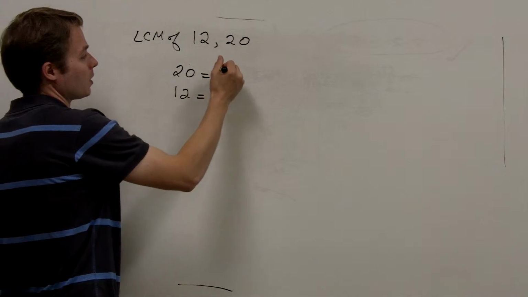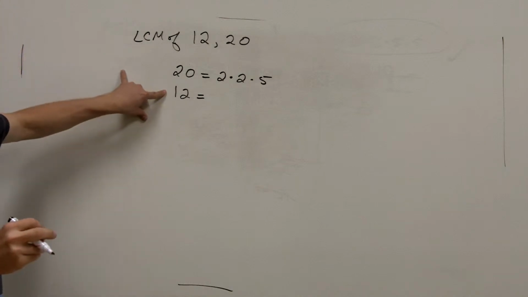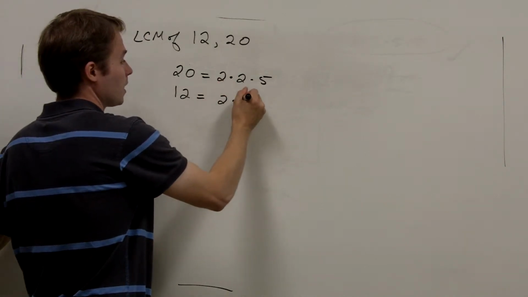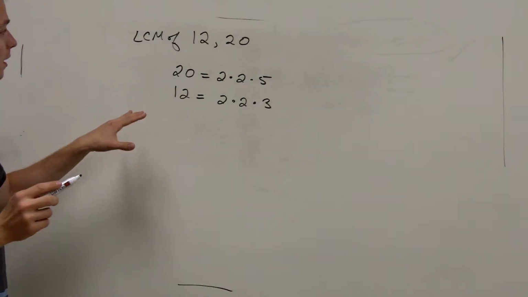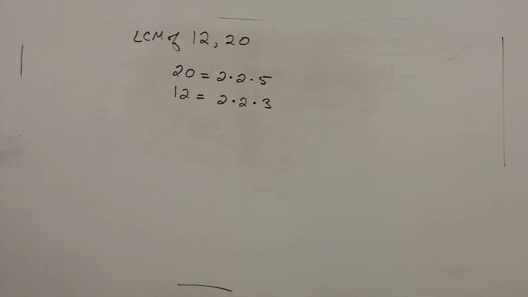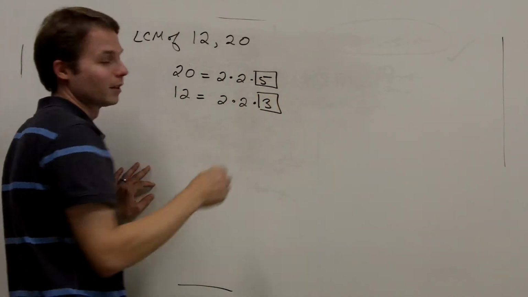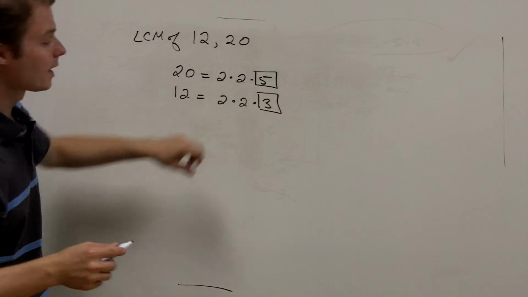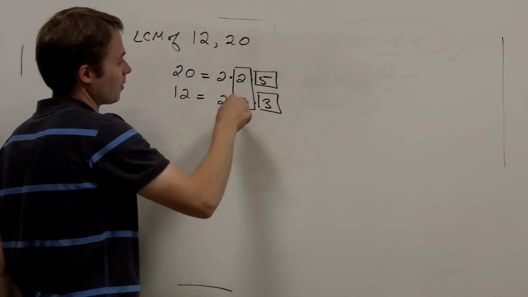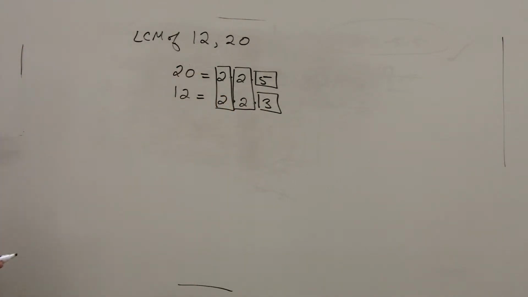For example, the prime factorization of 20 is 2 times 2 times 5. The prime factorization of 12 is 2 times 2 times 3. And then the way we can find the least common multiple of these two is to, first of all, square off any of the factors that are different, so 5 and 3 are different. Any factors that are the same, we're going to lump them together like they're one number. So the two pairs of 2 get lumped together.